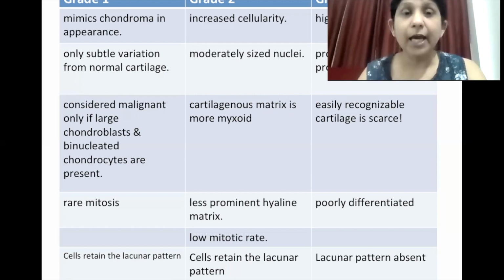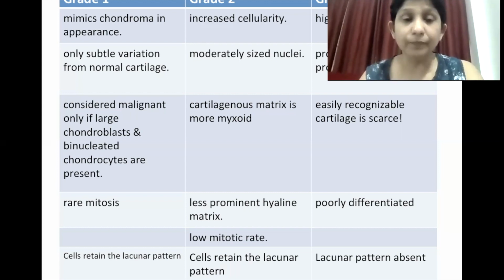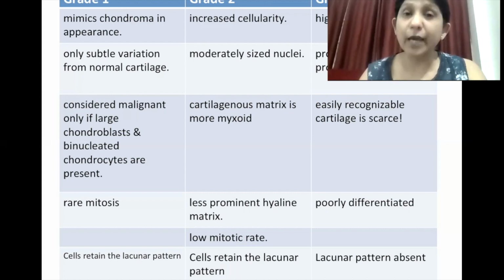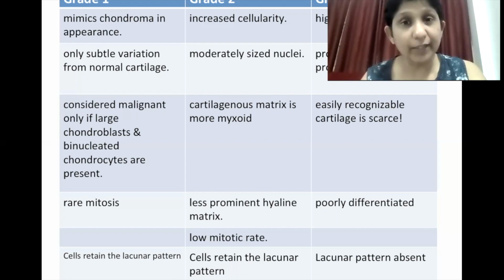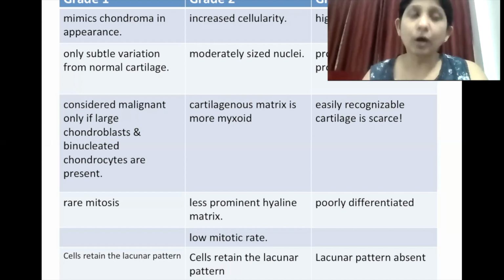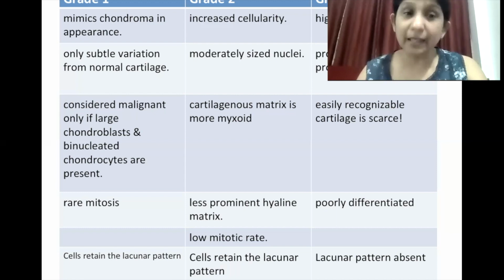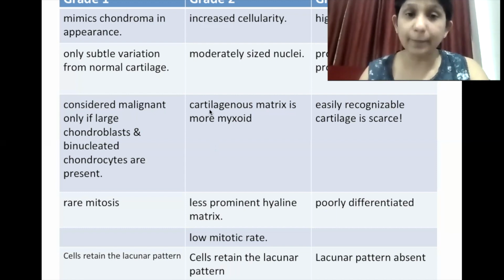Which means that the number of cartilage producing cells, the chondroblasts, will be very high in grade 3. For any malignant tumor, when you talk about grades of malignancy, obviously you have to look at the cellularity. Whenever there is increased cellularity, that means the grade of the tumor is increasing from good to bad. Now, in grade 1, you will only find subtle variation from normal cartilage. That is what I said, it will resemble the parent tissue.